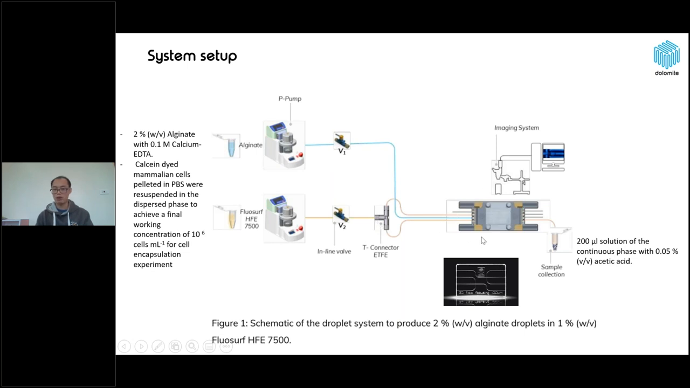The 3D flow focusing chip with junction size 100 micrometers will be used for this experiment. And the microscope will be used to visualize the droplet formation inside the chip. The sample will be collected in a sample collection tube with around 200 microliters of the continuous phase with 0.5% acetic acid. For the cell encapsulation experiment, the cancer mammalian cells pelleted in PBS buffer solution were resuspended in the dispersed phase to achieve the final working concentration of 1 million cells per milliliter.